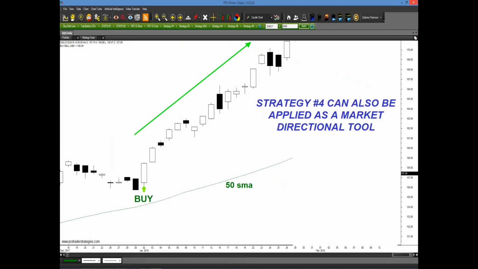So you could have used this to purchase something that makes up the index or a prominent stock within the NASDAQ. So that's another way. It can be applied as a market directional tool. You can apply it to indices and then trade things that make up those indices.